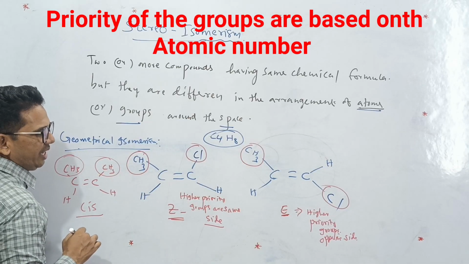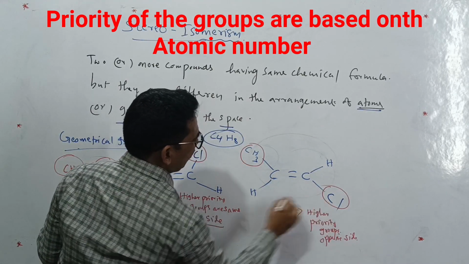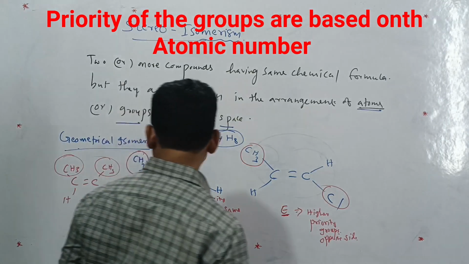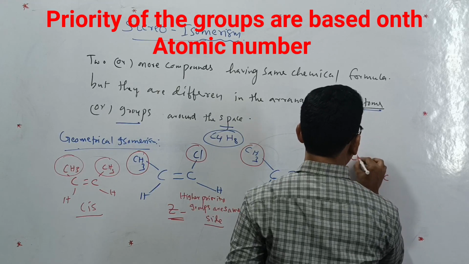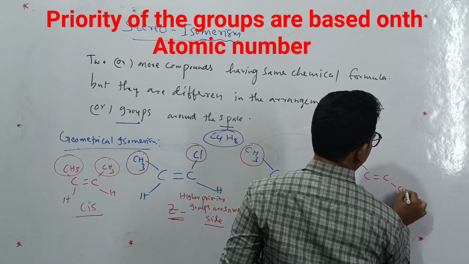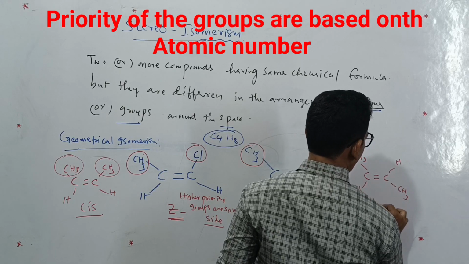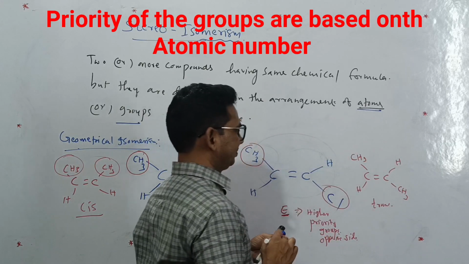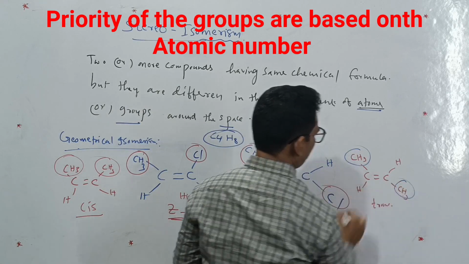Z is nothing but the Zusammen. Okay. Entgegen is nothing but higher priority on the opposite side. Trans means what? In that case, we took the example like this. Same type of groups, similar types of groups are on the opposite side in this case. See here, similar type of groups on the opposite side.